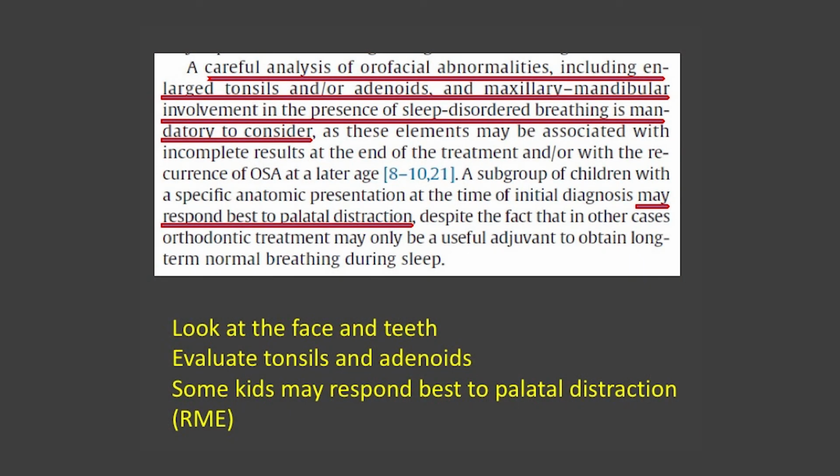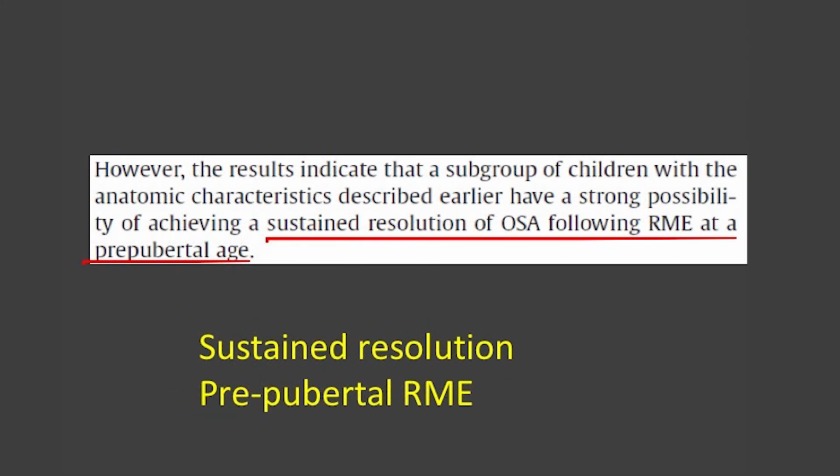That's what this careful analysis of orofacial abnormalities is about, where I've underlined it in red. Look at the face and the teeth. They say to evaluate the tonsils and the adenoids, very important. Some kids may respond best to palatal distraction, our rapid maxillary expanders that I'm talking about. So you have to look at all these things, right? Our head and neck is very complicated. Those teeth are symptoms, signs that we can easily look at. They got sustained resolution from their OSA, but we had to do the rapid maxillary expander pre-pubertally, right? When they were still young and growing.